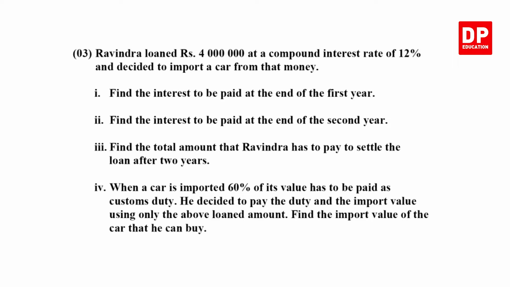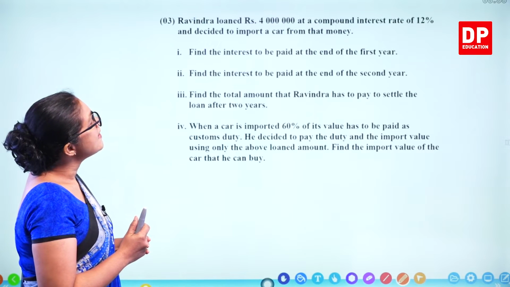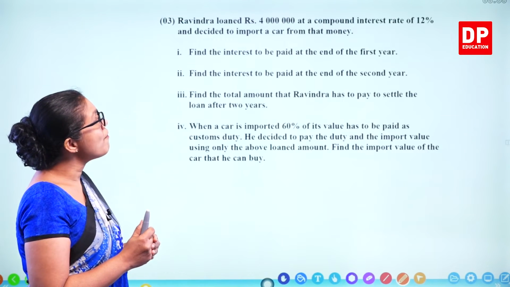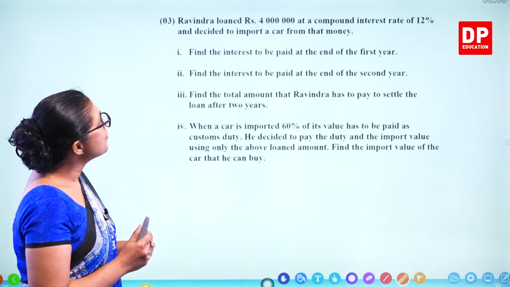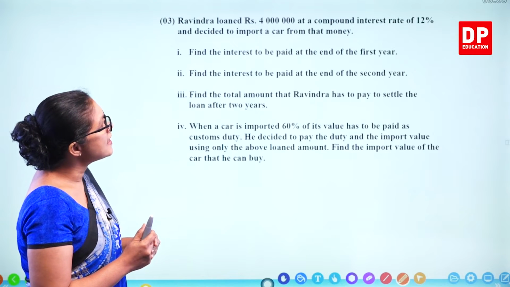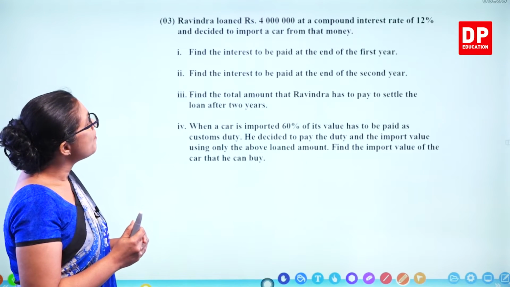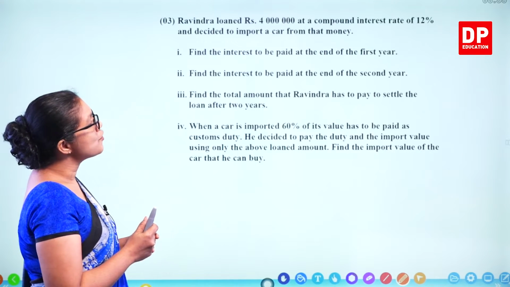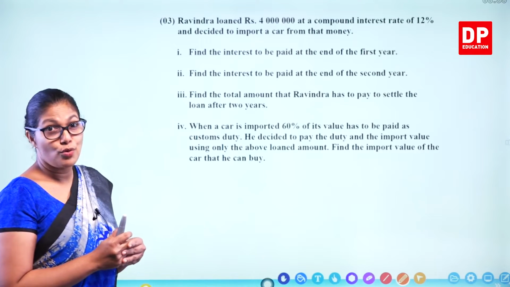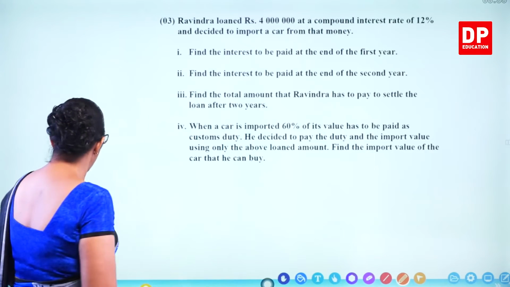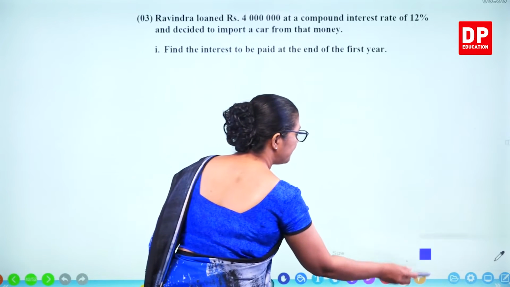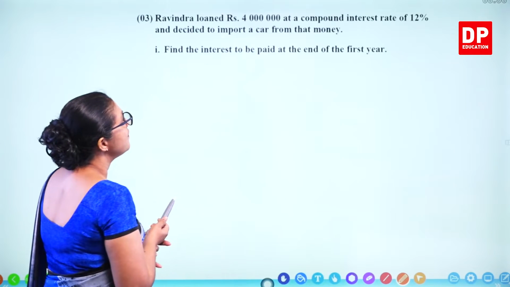Question number 3. Ravindra loaned 4 million rupees at a compound interest rate of 12% and decided to import a car from that money. Find the interest to be paid at the end of the first year. Find the interest to be paid at the end of the second year. Find the total amount that Ravindra has to pay to settle the loan after 2 years. So we'll do it step by step. Part 1. Find the interest to be paid at the end of the first year.